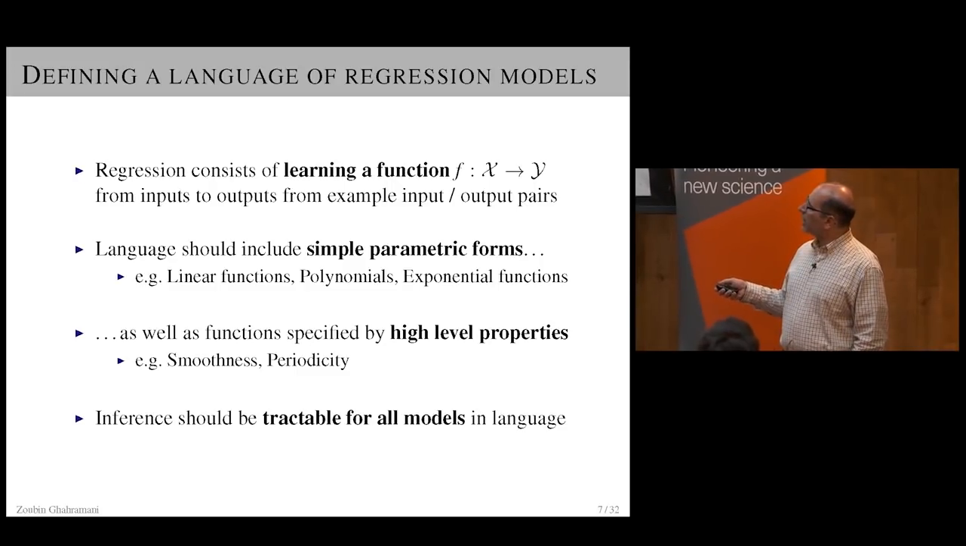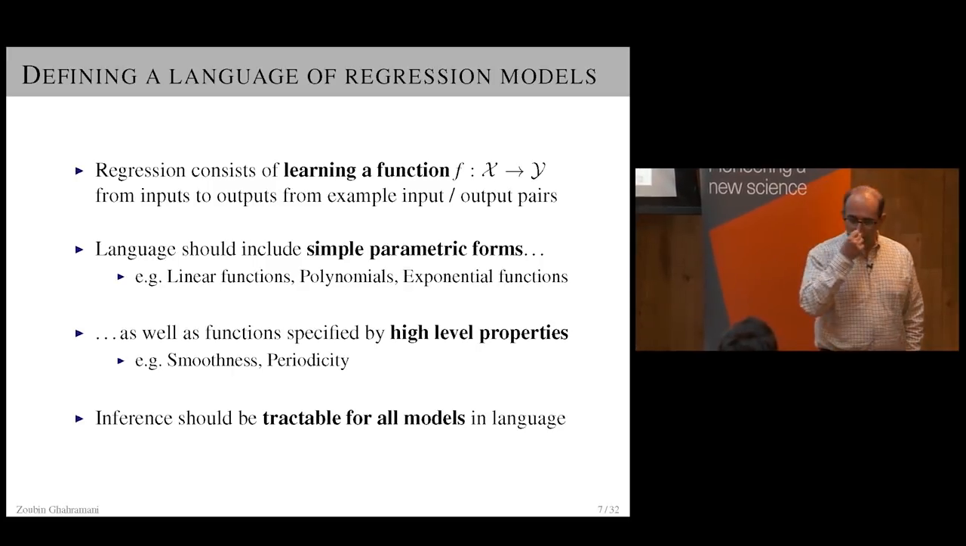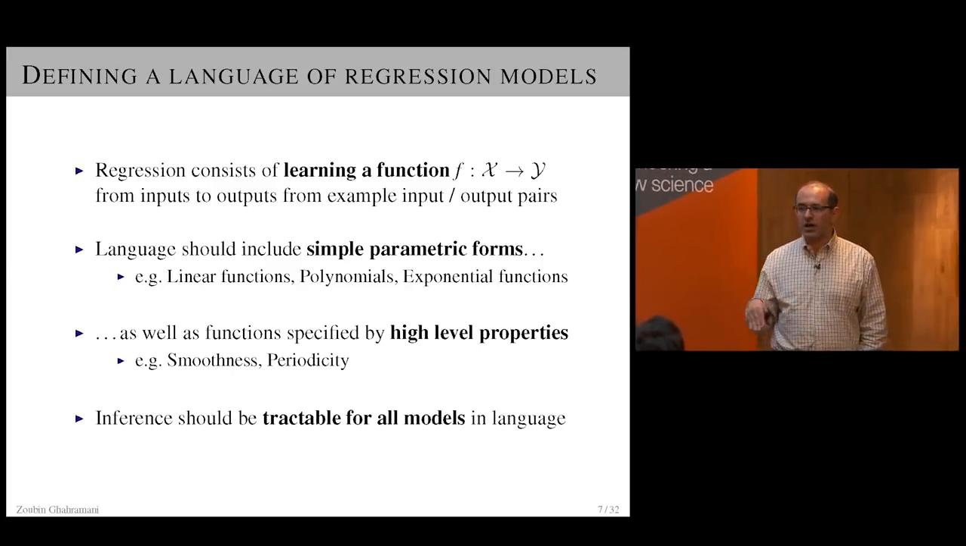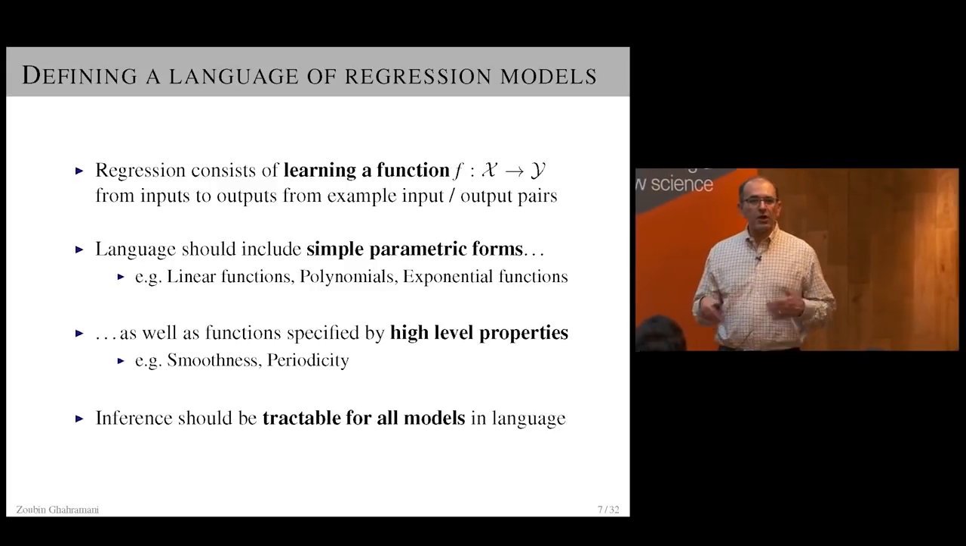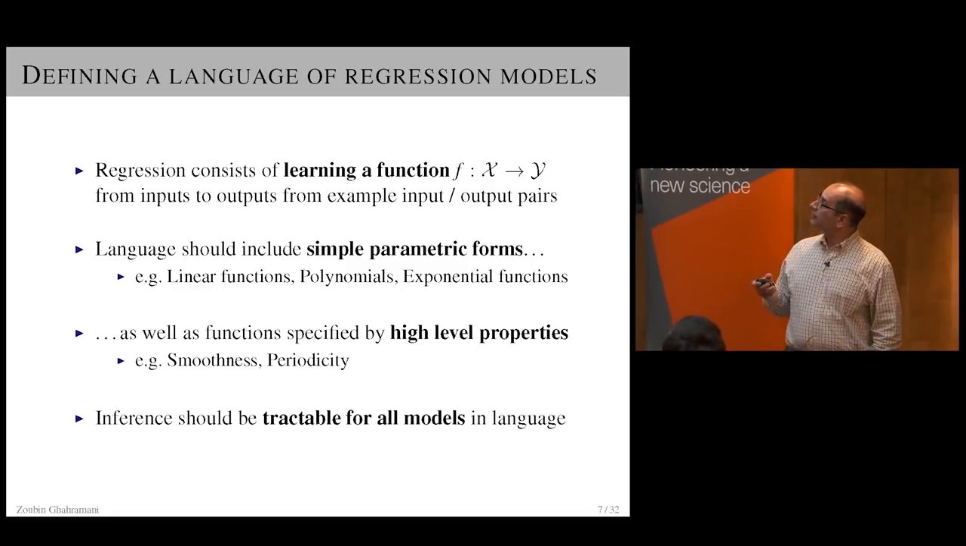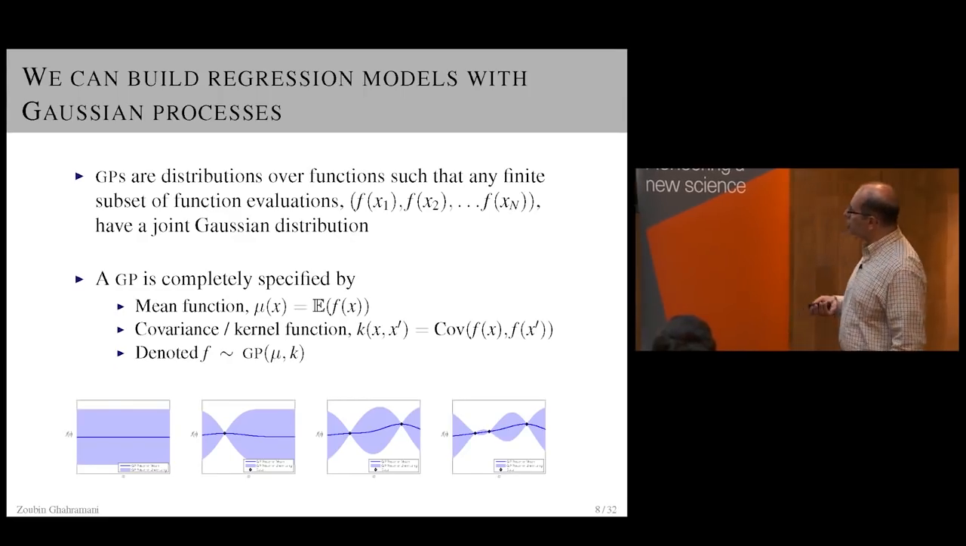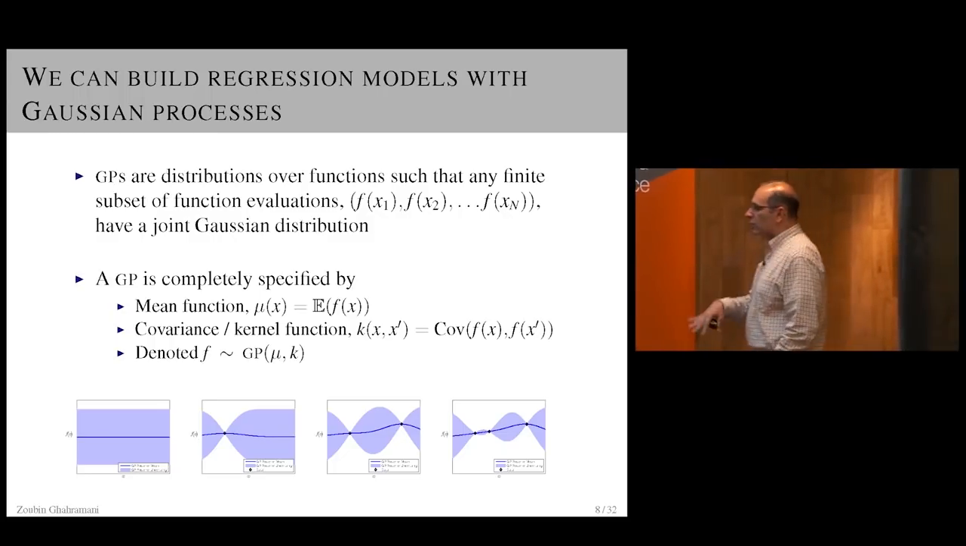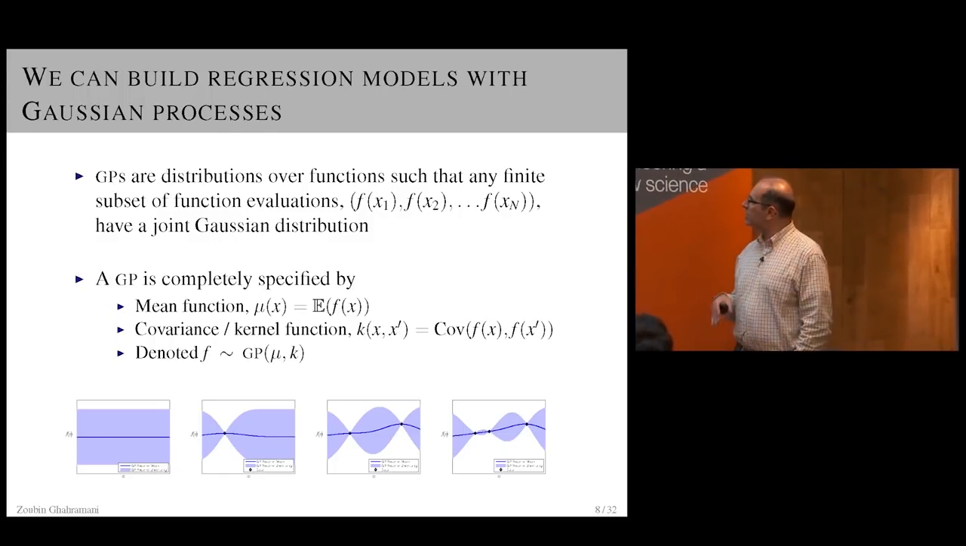And then what we would like is for inference to be tractable for all the models in the language. It doesn't have to be. If it's not tractable, if it's computationally expensive, we can always approximate it. But there are a class of nice models that have some of these properties. So the models that we're going to use for this part of the work, and one of the workhorses, but not the only workhorse of the automatic statistician, is Gaussian processes.